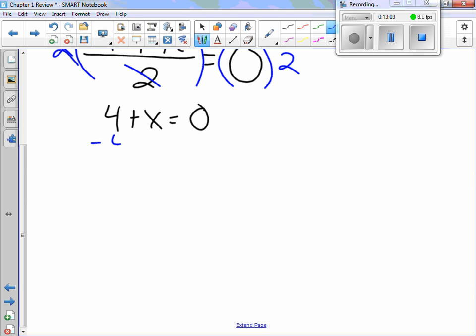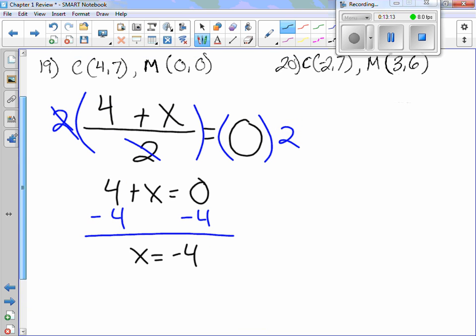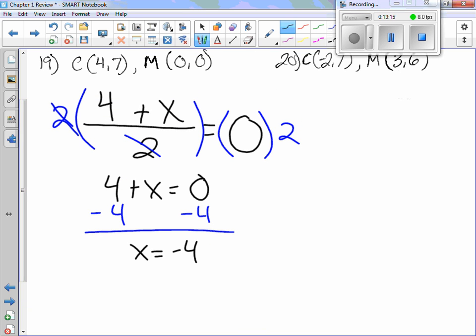Then we do what? Get X by itself. So I'm going to do that by subtracting 4 from both sides. And I get X is equal to -4. We're halfway done. Because we found the X value, now we need to find the Y value of the endpoint.